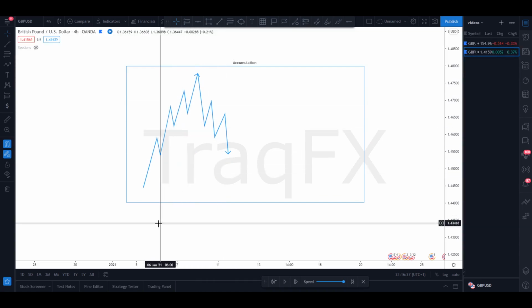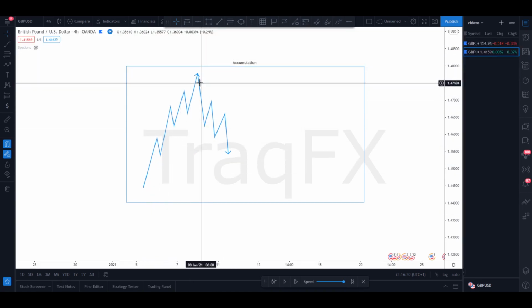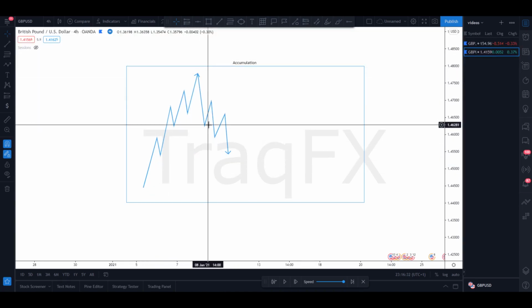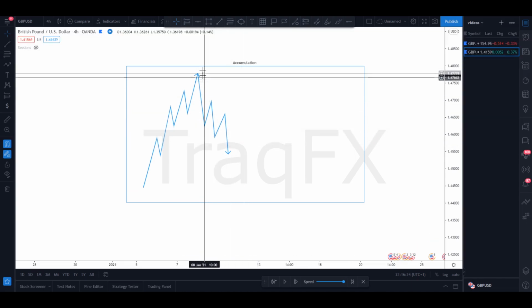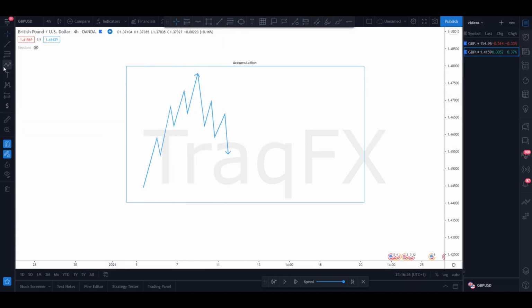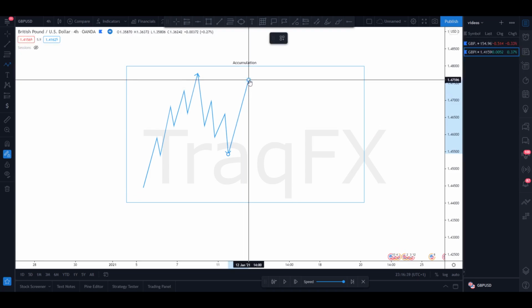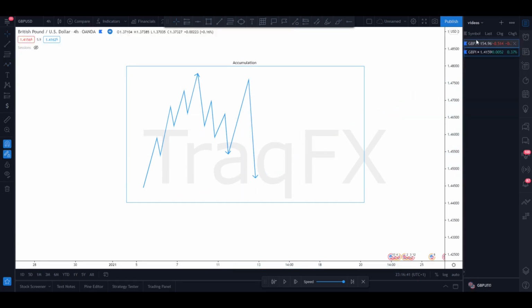We can't take a sell if the structure is buys, and we can't take a buy if the structure is sells. So that's why we wait for that confirmation, and then we wait for price to come back up into that overall area of expansion, and then price continues down. So let's go to GBP JPY.